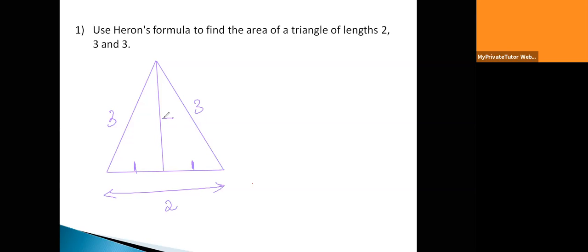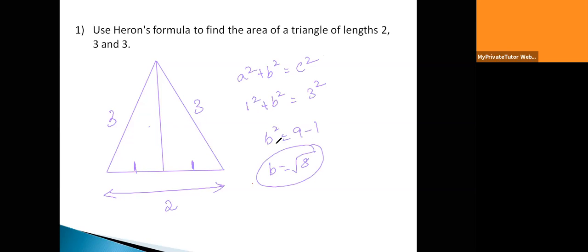So how do you find this height? A square plus B square equals C square. So 1 square plus b square equals 3 square, and b square equals 9 minus 1, and b equals the square root of 8. Okay, so height becomes the square root of 8. So we can use any method. We will end up getting the same answer.